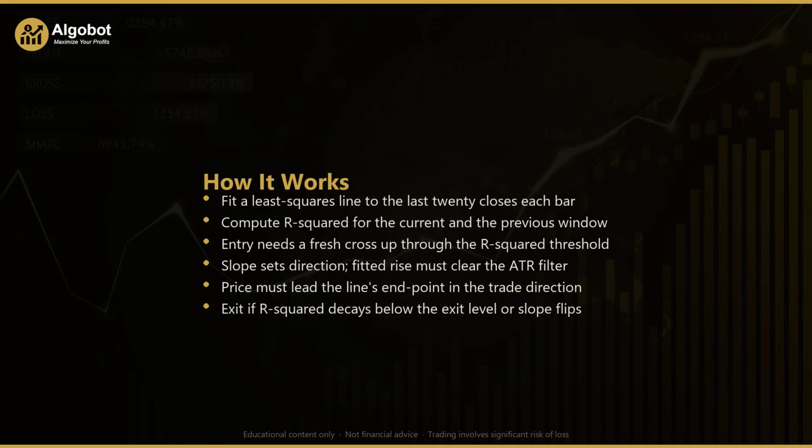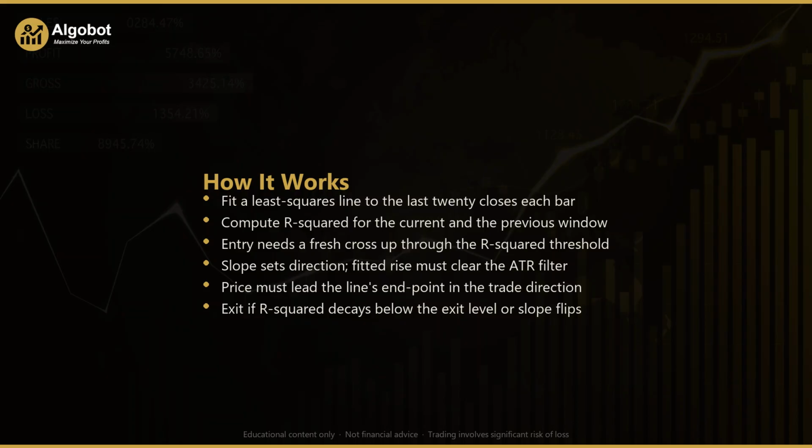Second, the fitted move must be volatility significant. The EA multiplies the slope by 19, the span of the window, to get the total fitted rise, and it requires that rise to be at least one average true range in size. This screens out lines that are tidy but almost flat.